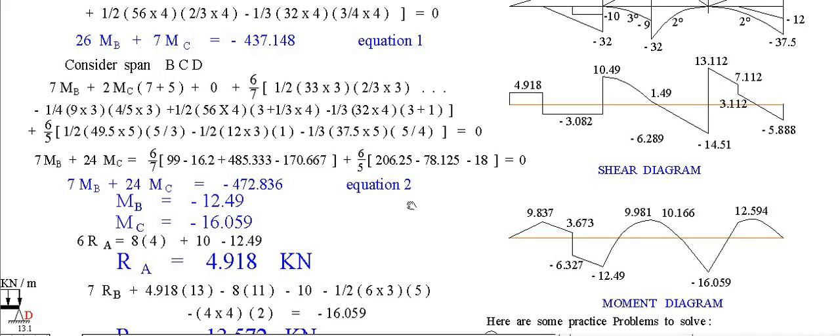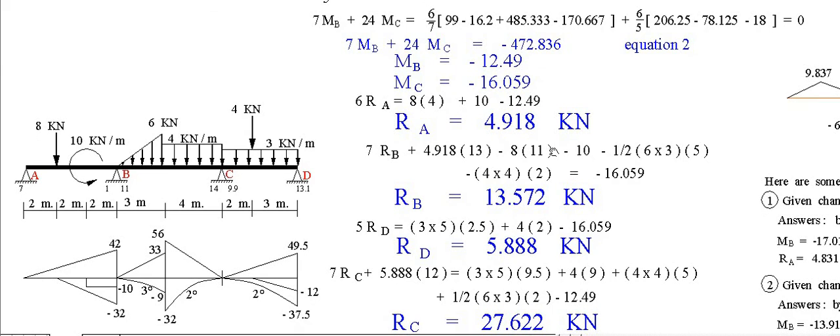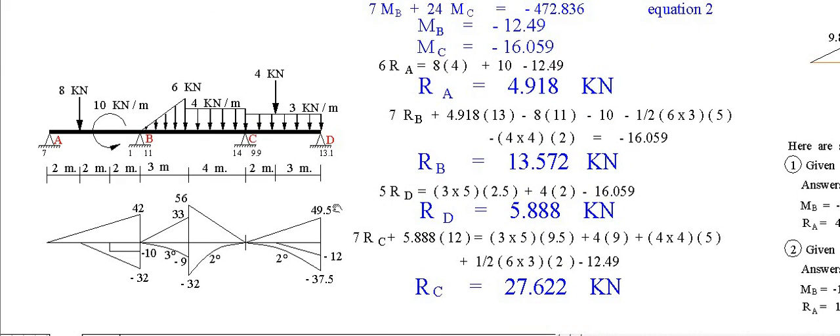Then consider the span AB. Cut section here. There appears a moment at B to be negative, so the direction here is clockwise. Direction here is clockwise. The value is moment at B minus 12.49.